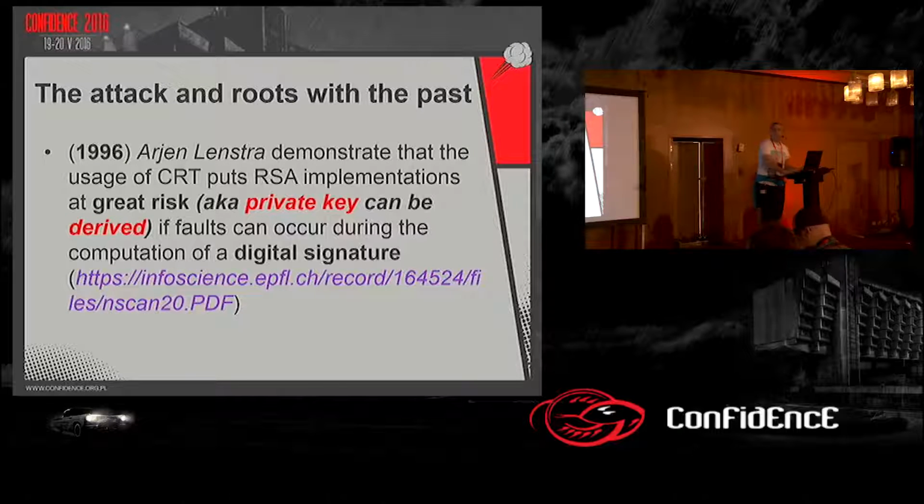So this attack has very deep roots in the past. Actually, in 1996, Arjen Lenstra demonstrated that if you calculate an RSA signature using an algorithm called RSA-CRT, and there is some hardware error while the calculation is occurring, basically there is the possibility to derive the private key.